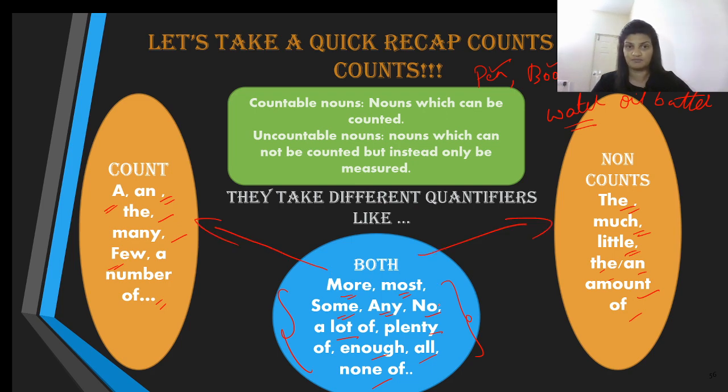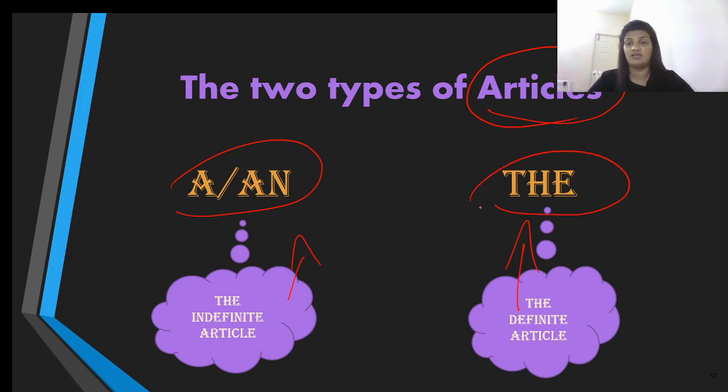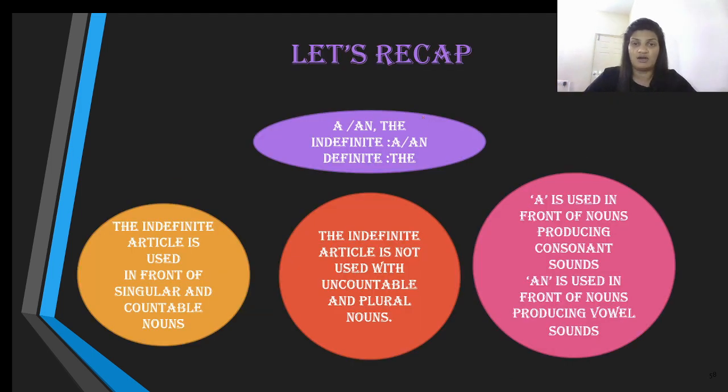uncountable nouns. Well, the next concept that we learned in this month was articles. Well, articles are of two types. Number one, the indefinite article, and number two, the definite article. We have a, an, and the in articles. A and an are called indefinite, and the is called definite. Indefinite because it refers to something non-specific. We call the definite because it refers to something specific.